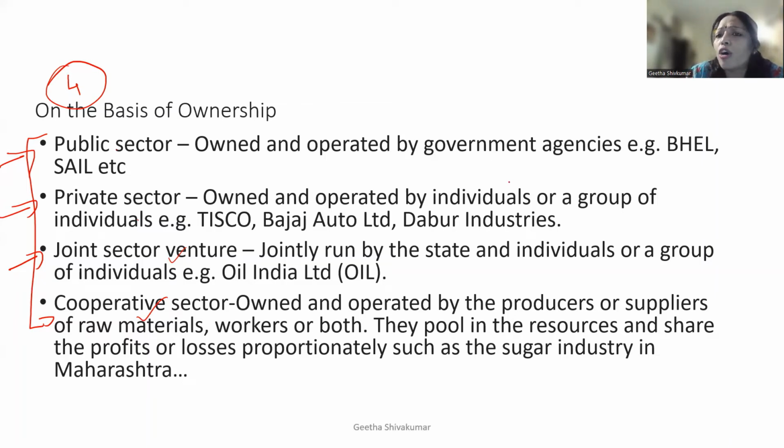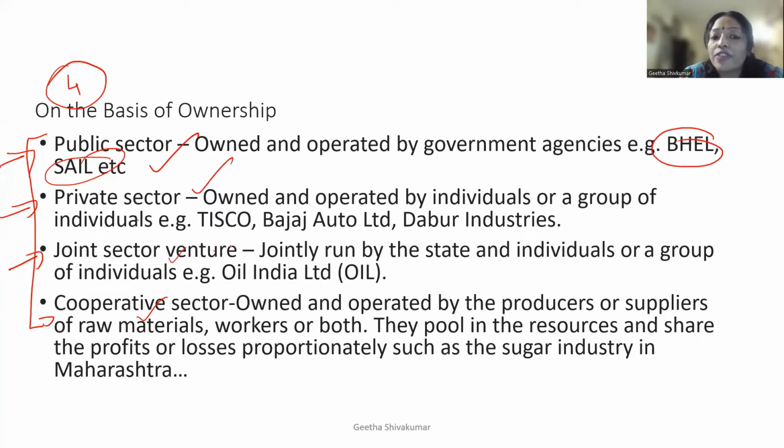Public sector is owned and operated by government agencies. For example, Bharat Heavy Electricals Limited, or SAIL, that is Steel Authority of India Limited. These are all owned and operated by the government. The public sector always works for public welfare. Their aim is to give maximum welfare to the public, not to make profit. They will make profit, but the main aim is to give it back to society, that is, to give maximum welfare.